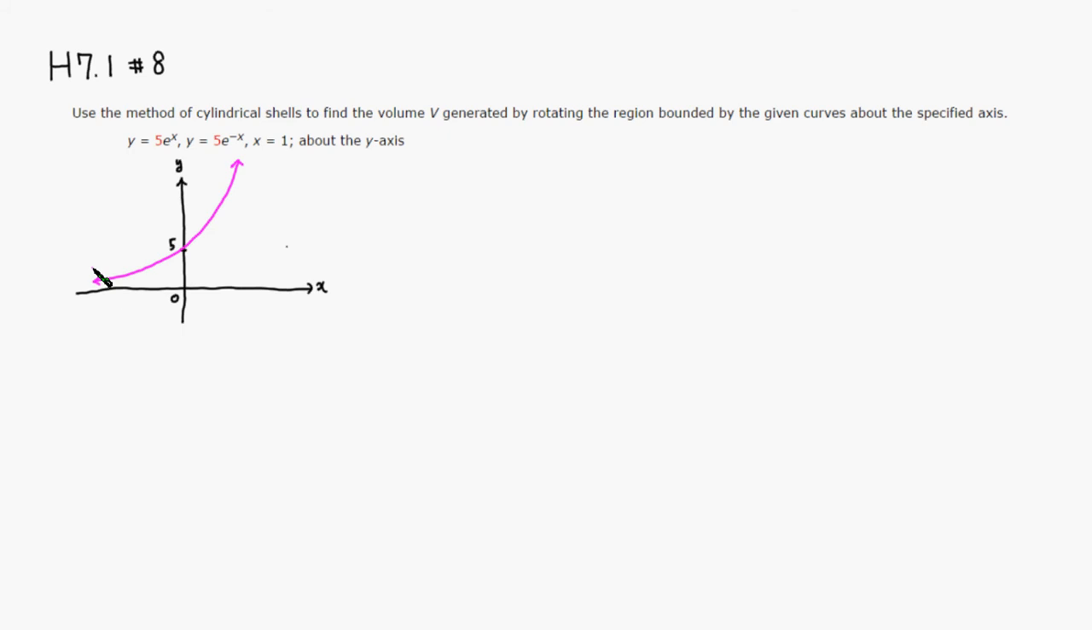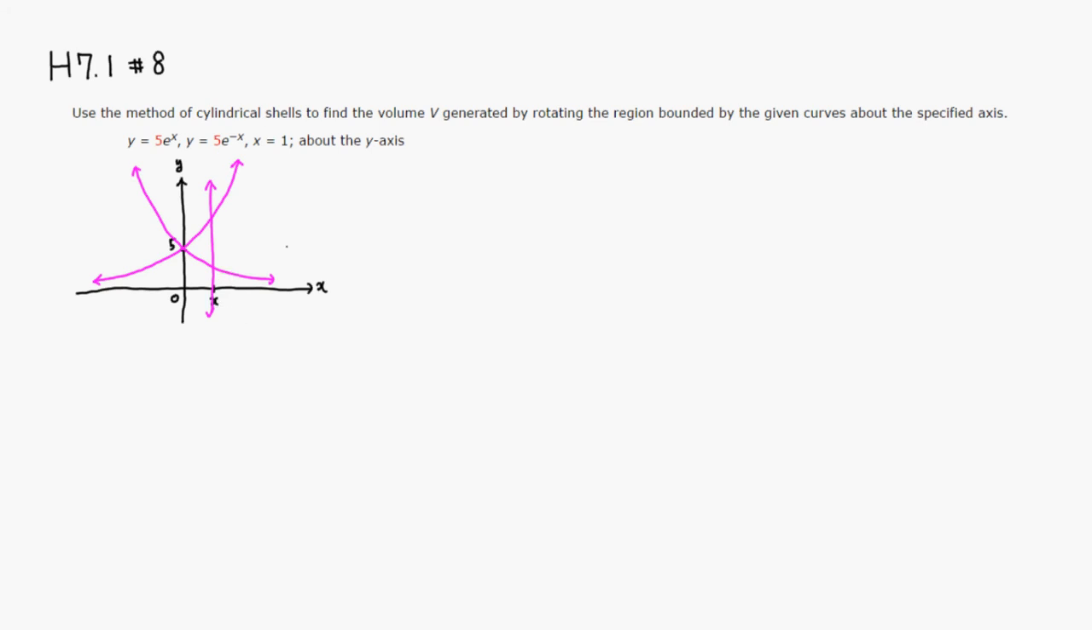And 5e to the negative x would be a decreasing exponential function, so it's actually a mirror image, like that. And then x equals 1, so I'll just put 1 here. Then you have a vertical line there. I meant 1, not x.